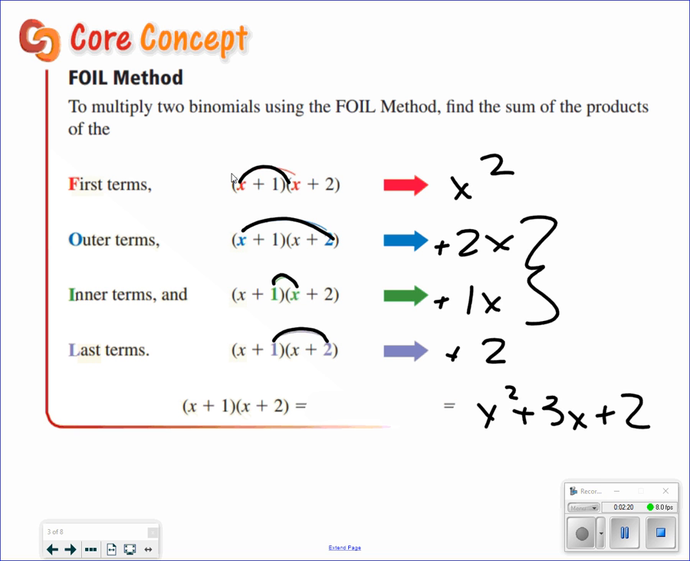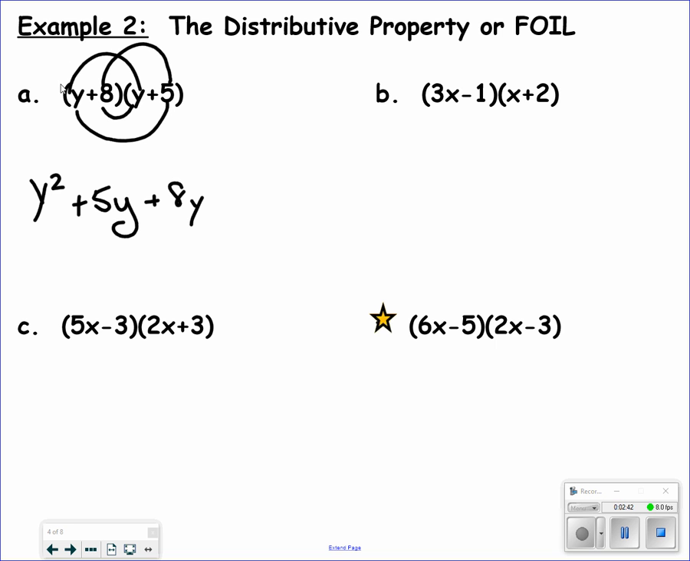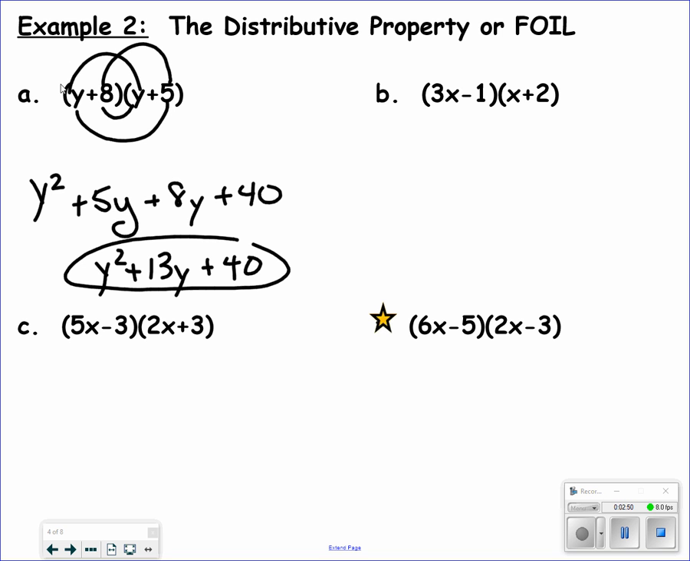Now, I'm not going to do my FOIL quite the way they did theirs as far as the arrows are concerned, but it's still the same thing. I'm going to show you two different arrow patterns here. First, y times y is y squared. Outer, 5 times y, or y times 5. Inner, 8y, and last, positive 40. Again, adding just the like ones together, the middle two were alike, and then that's the answer. The reason I like to do my FOIL pattern in this direction is because I like to make these into smiley faces.